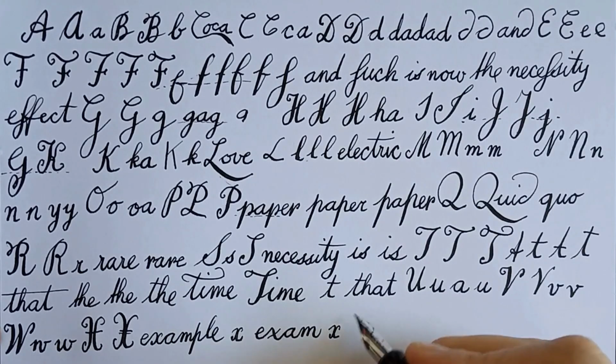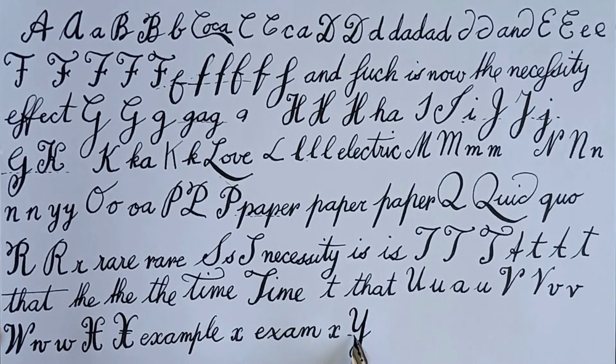Y. My capital Y, sort of like my capital U, except it goes below the baseline with this loop. And my small y is similar, again, below the baseline. So a word like you would look like this.